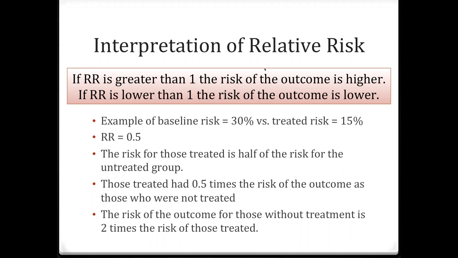Let's take that same example. In this case, the relative risk is 0.5 or 50%. In English, the treated group has half the risk of the untreated group, or the treated group has 0.5 times the risk of the untreated group. You could also say that the risk of the outcome for those without treatment is 2 times the risk of those who were treated. In general, if the relative risk is above 1, the risk of the outcome is higher. If it is lower than 1, the risk is lower, which can also be called a protective effect.